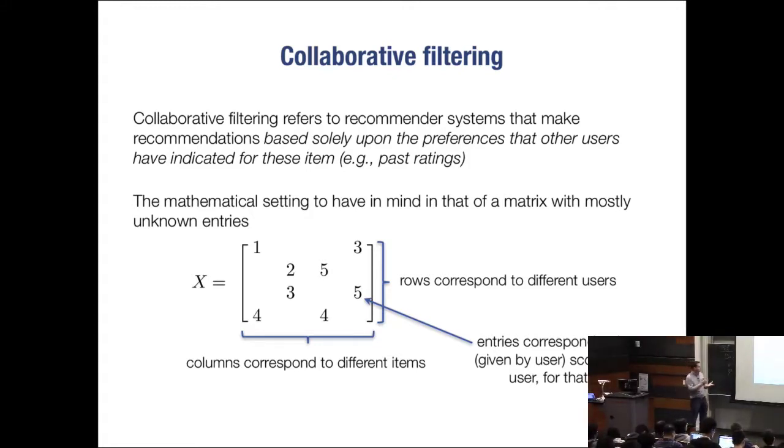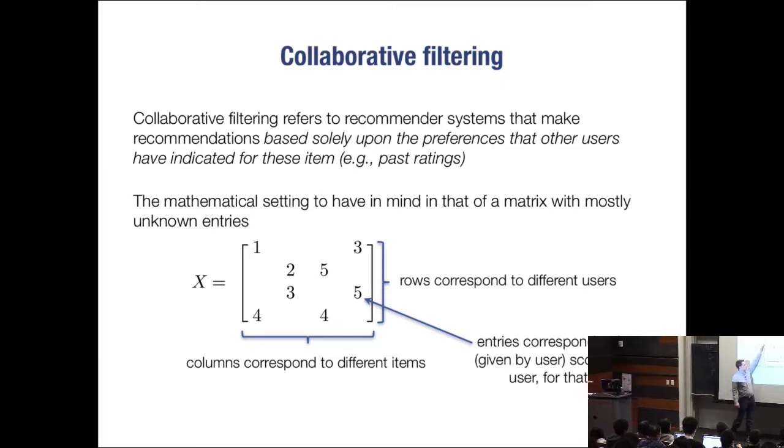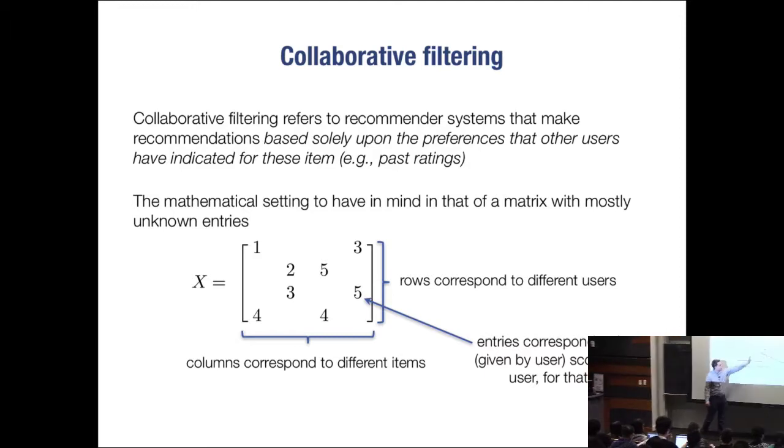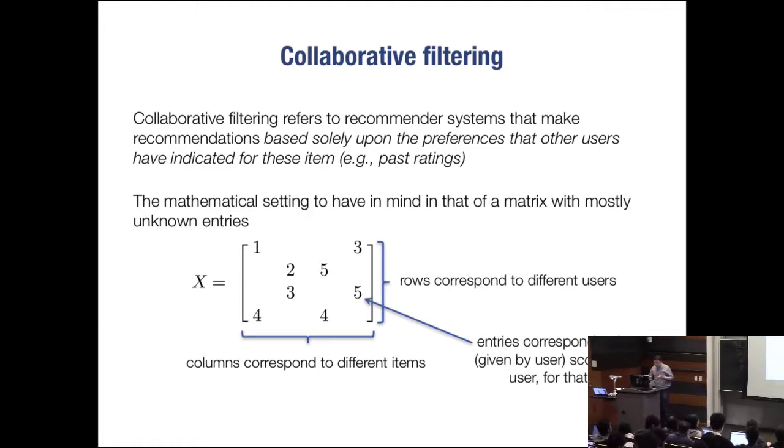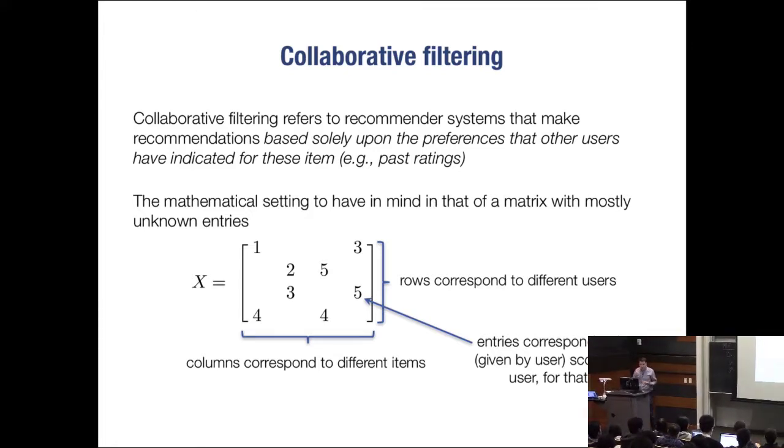It's really important, because I'm going to use this notation the whole lecture, to remember that the first index here is always the users. We index over users in the first entry, the row entries, and items in the second entry, the column entries. Now, of course, the main point here is that we won't have entries for this whole matrix.